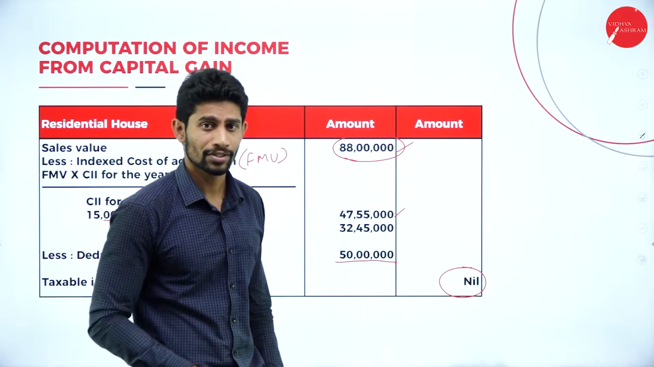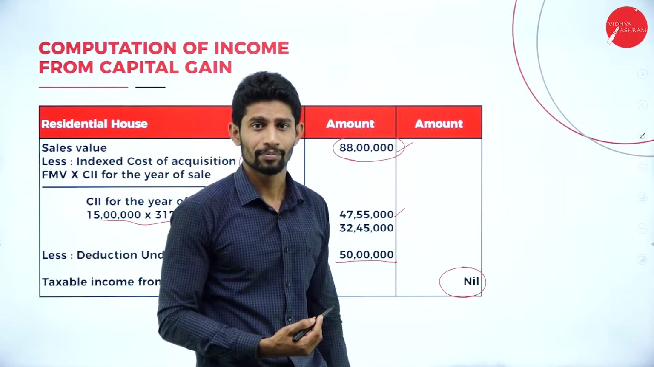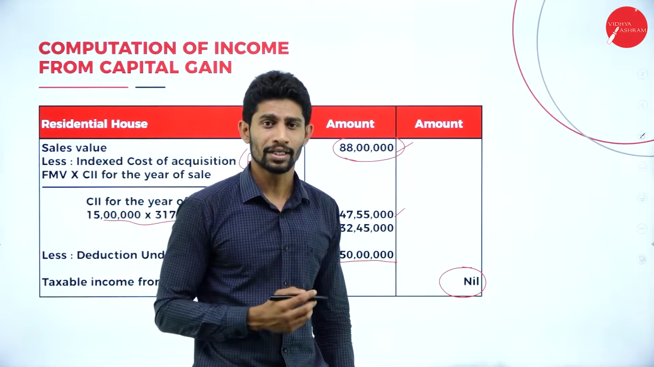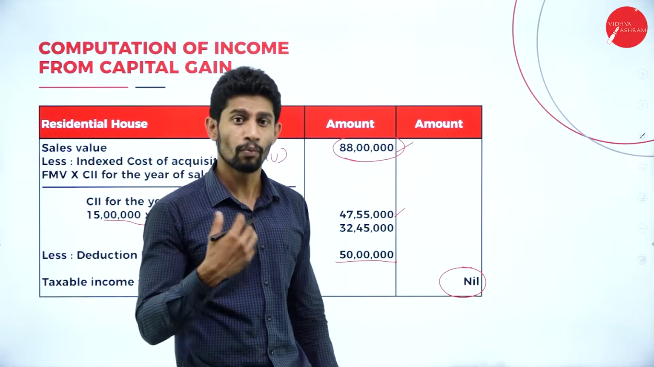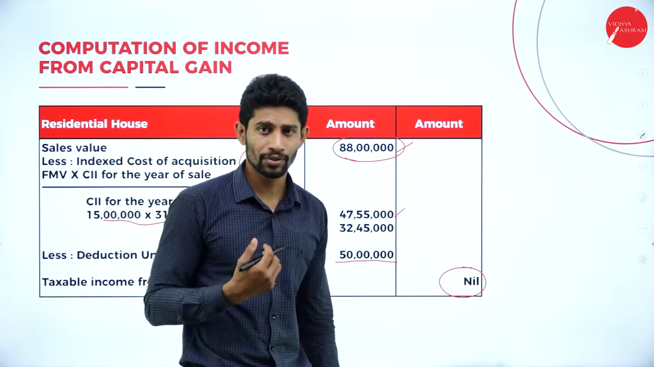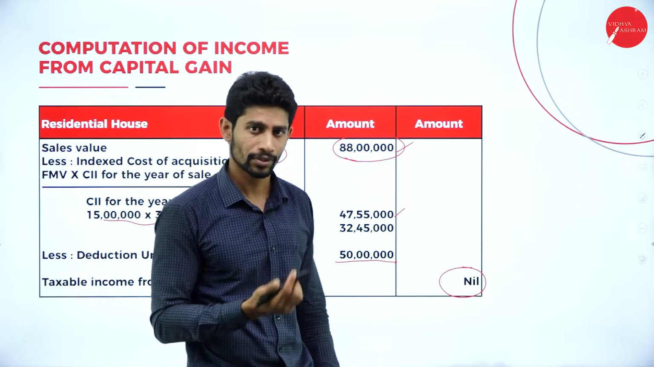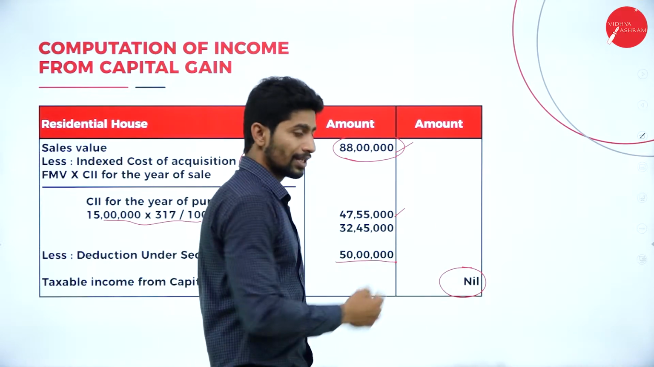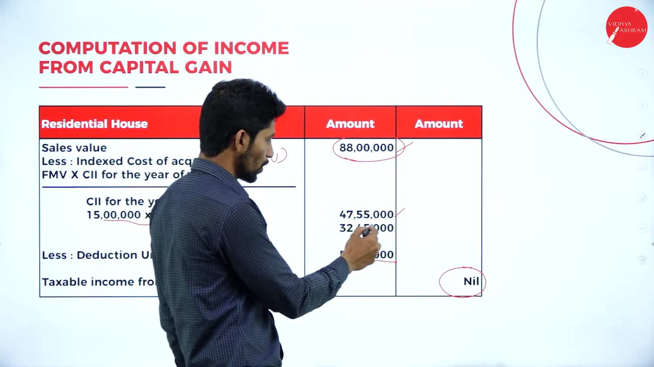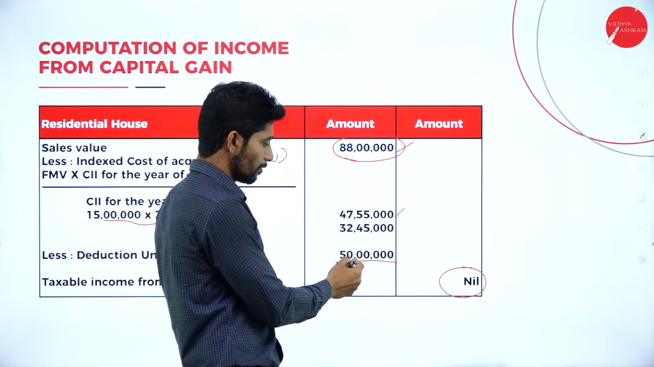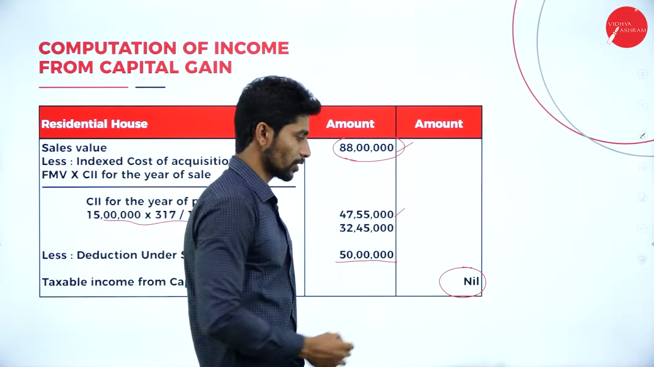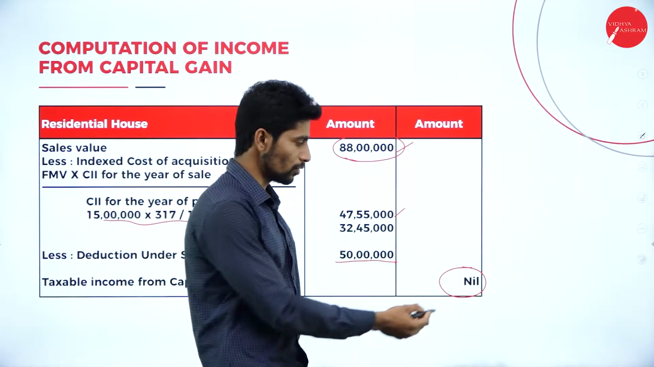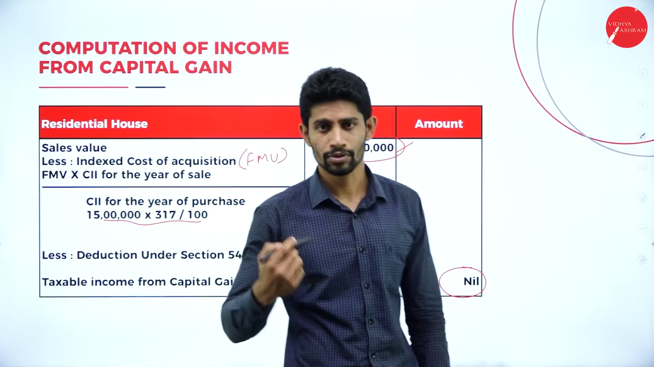Need not to pay tax on income from capital gain, because whatever the amount he invested to purchase new property, that value is more than whatever the income he received by selling the property. Okay, so that is why the value comes to nil. So here income is 32 lakh 45, but he is spending 50 lakhs to purchase new property. So he need not pay tax to the government. The taxable value will come to nil. So this is how we are supposed to solve.